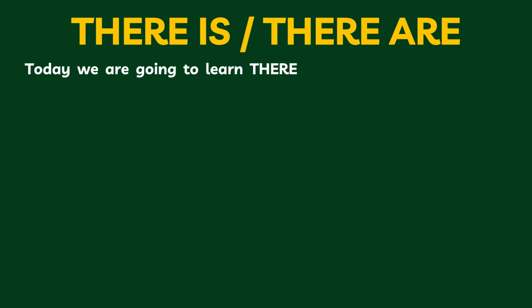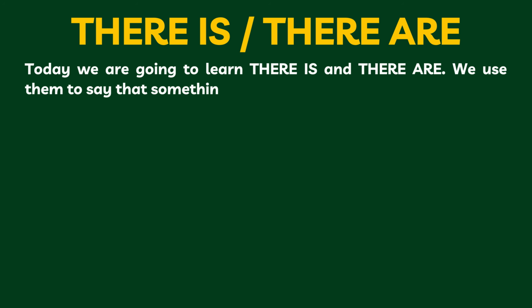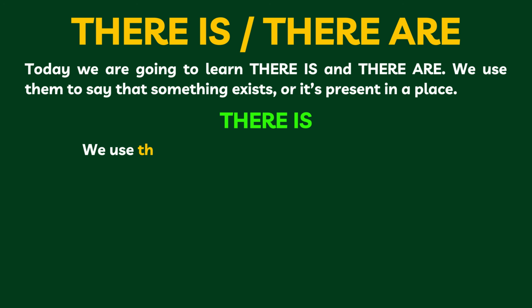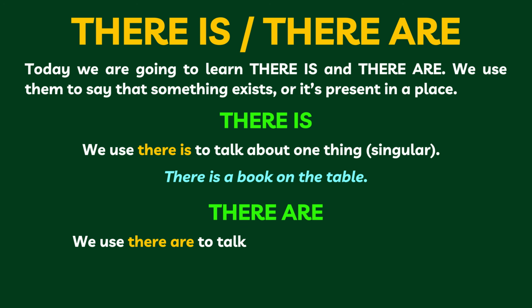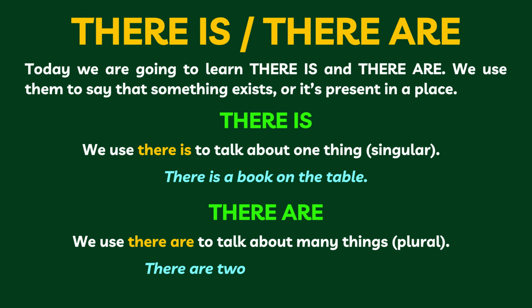Today we are going to learn there is and there are. We use them to say that something exists or is present in a place. We use there is to talk about one thing. For example, There is a book on the table. We use there are to talk about many things. For example, There are two books on the table.